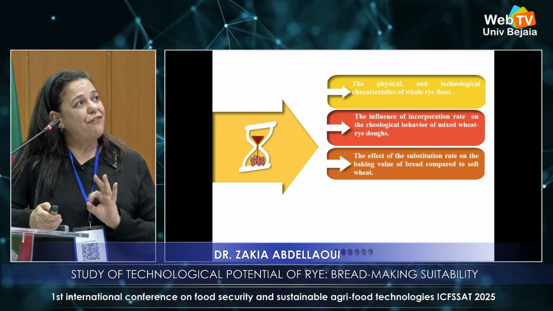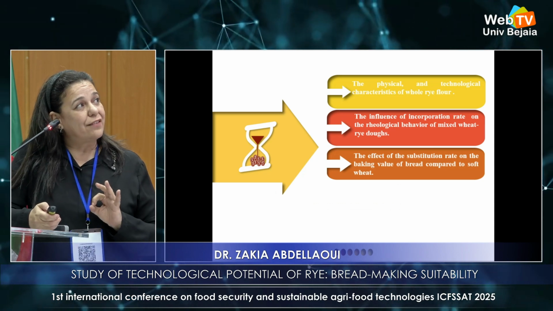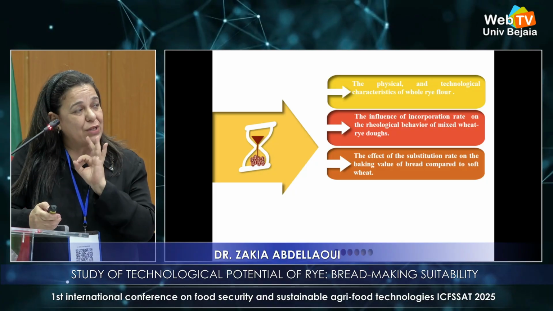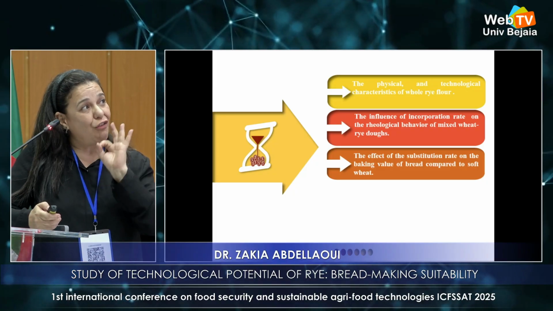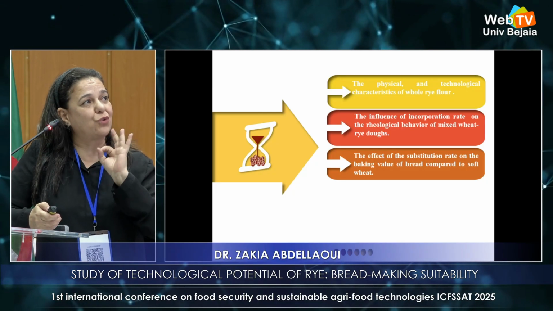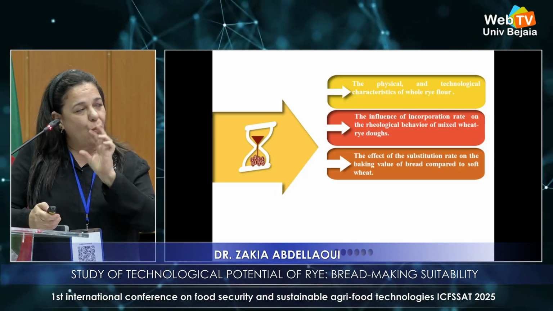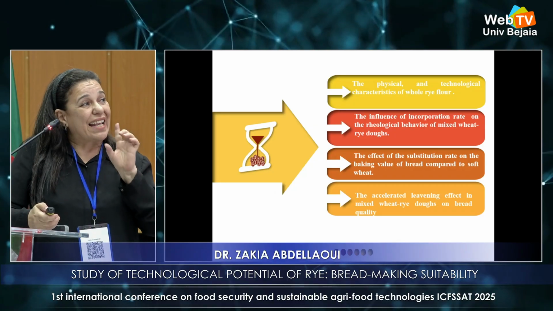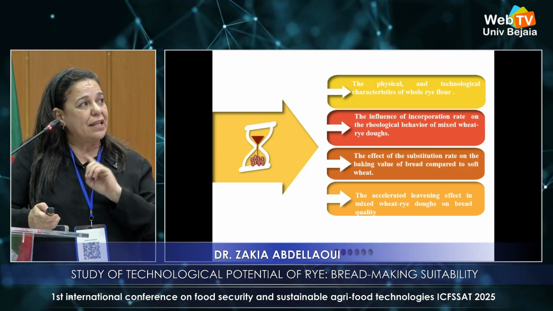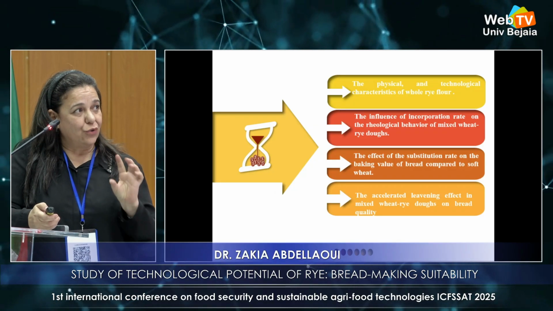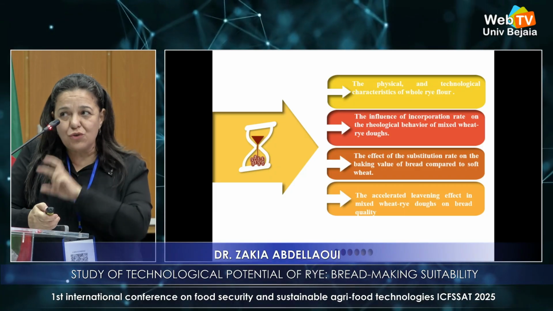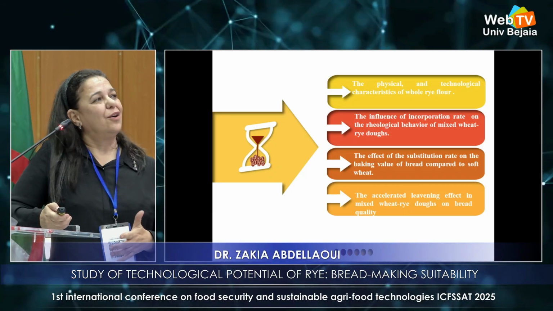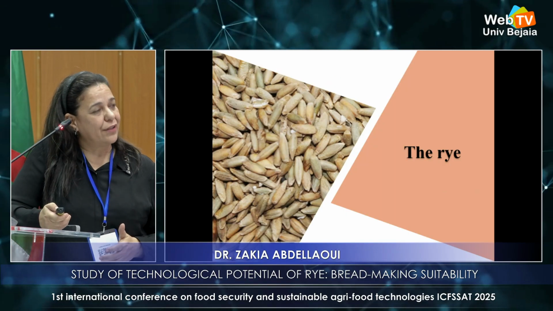Third, the effect of the substitution rate on the baking value. It's very important. The baking value of the bread, compared to soft wheat. We are going to compare with soft wheat. Last, the accelerated leavening effect in mixed wheat-rye dough on bread wheat. When we mix the two flours, what are we going to have?